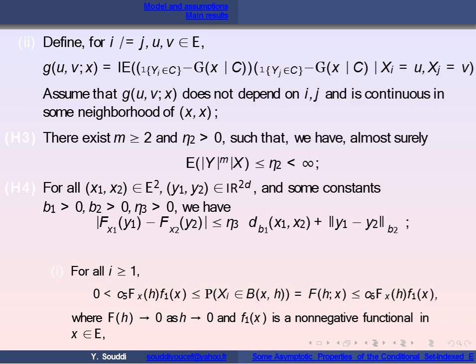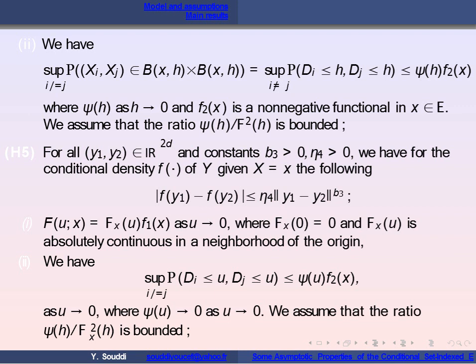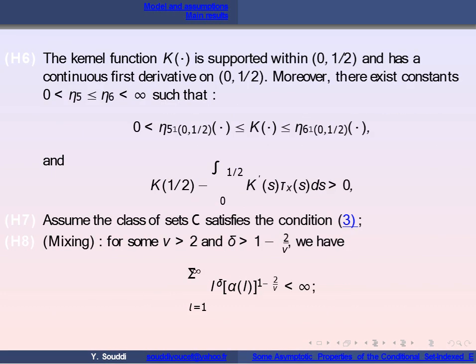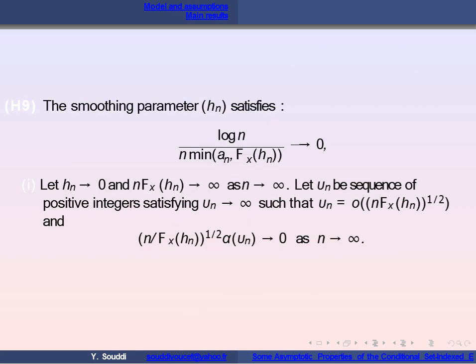The fourth hypothesis is the continuity of the distribution functions, and the fifth assumption is the Lipschitz condition of the density functions. Assumption 6 is about the kernel. Assumption 7 assumes the class C satisfies condition 3. Assumption 8 is that the mixing satisfies this formula. The smoothing parameter satisfies this formula and converges to 0.